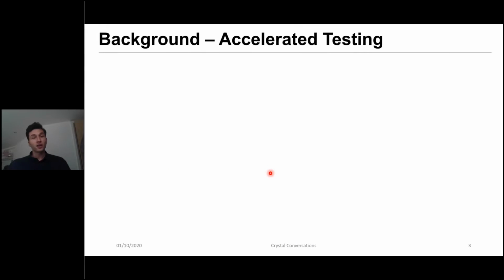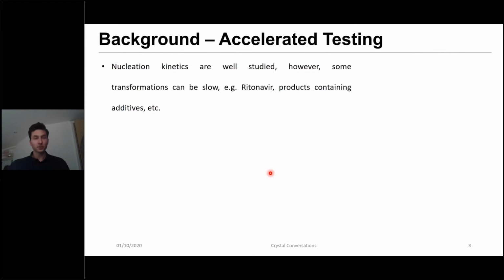So, the background to this accelerated testing procedure I'm going to talk about. Nucleation kinetics, as we all know, are very well studied, but we can get quite slow transformations. If we take a product such as ritonavir, an antiretroviral HIV drug that went to market, 2 years later it underwent a nucleation event and had to be taken off the market because it was no longer effective. So that took 2 years to occur. We also have products containing additives, such as diesel fuels, where they spend millions, billions on creating additives to stop wax nucleating in there.